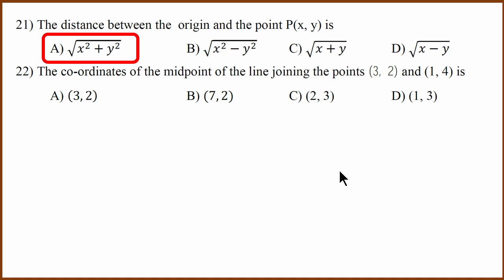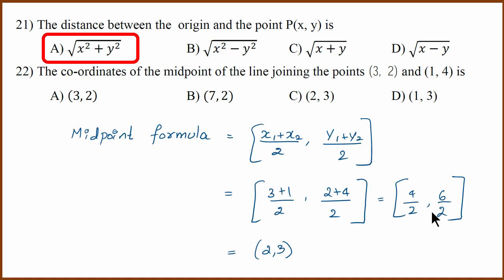22nd question is a midpoint question. Midpoint question ಏನು ಮಾಡೋದು? Midpoint formula questions ಹೇಗೆ ಮಾಡೋದು? So you write the midpoint formula, which is x1 plus x2 divided by 2, y1 plus y2 divided by 2. ಅದನ್ನು ಅಪ್ಲೈ ಮಾಡಿದ್ರೆ ನಿಮಗೆ 2,3 ಆನ್ಸರ್ ಸಿಗುತ್ತೆ. So C is the answer.